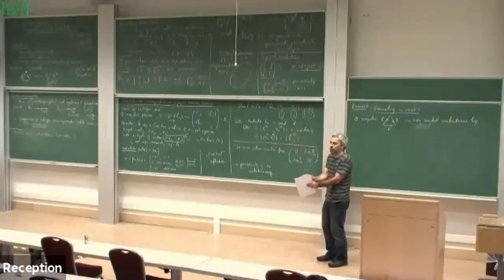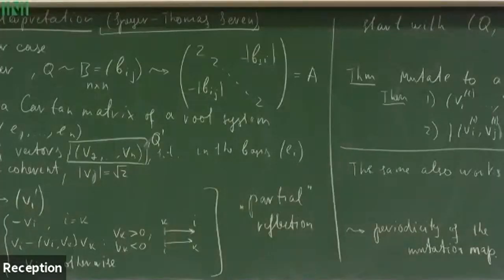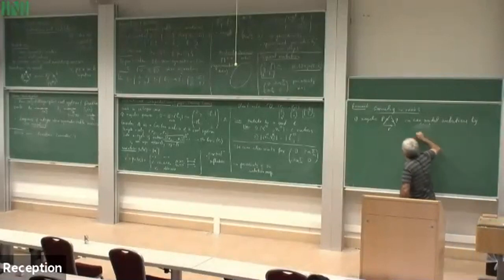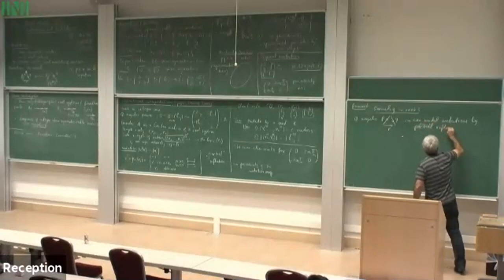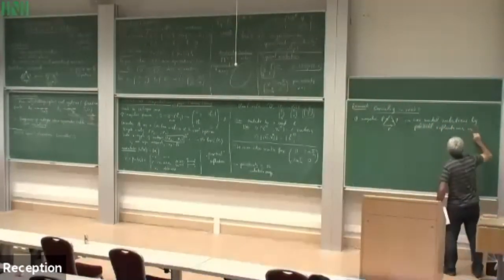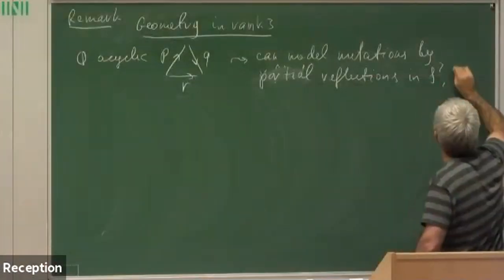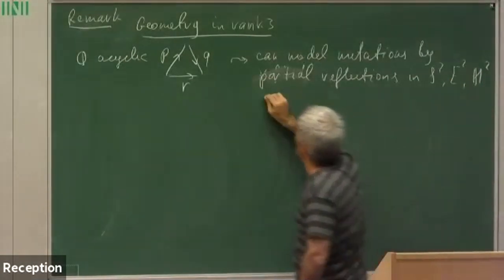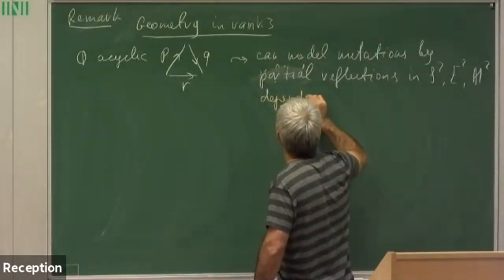Split all the roots into just two parts. We reflect one of them, and we just keep the other intact. Okay. We can model mutations by partial reflections in rank 3, in a sphere or Euclidean plane or hyperbolic plane, depending on the signature.